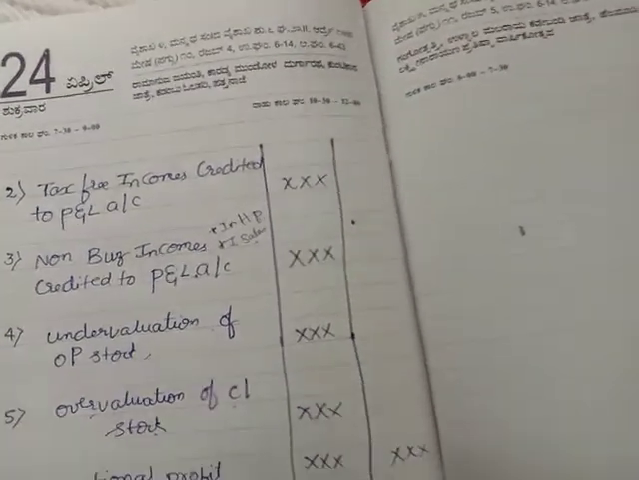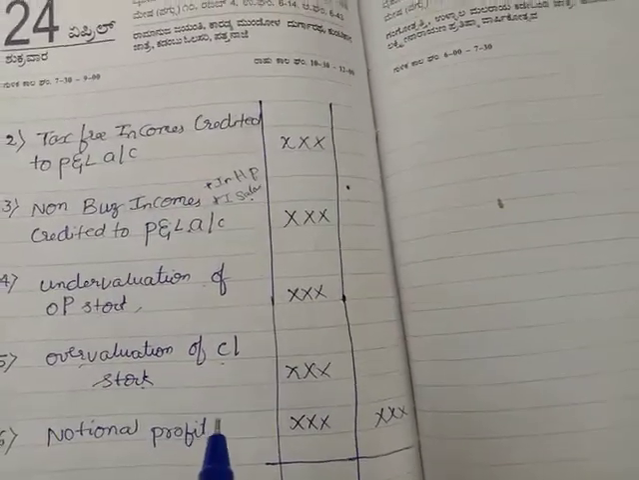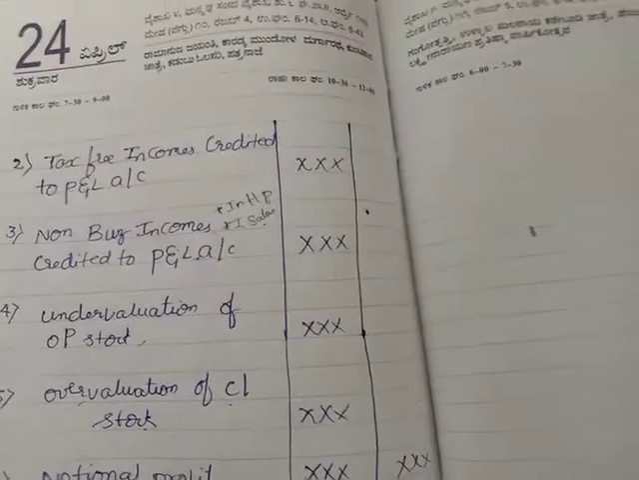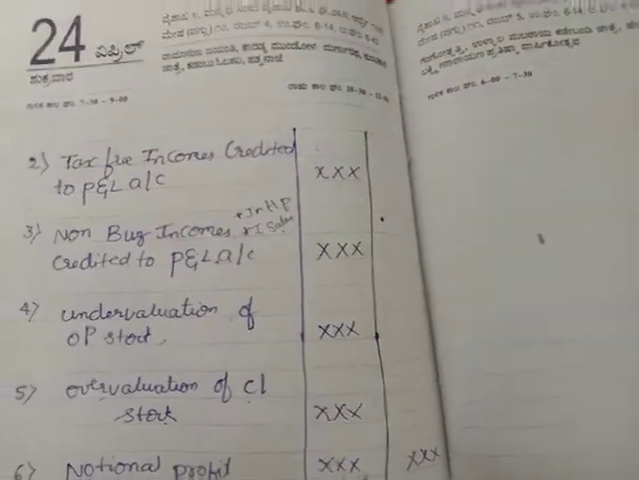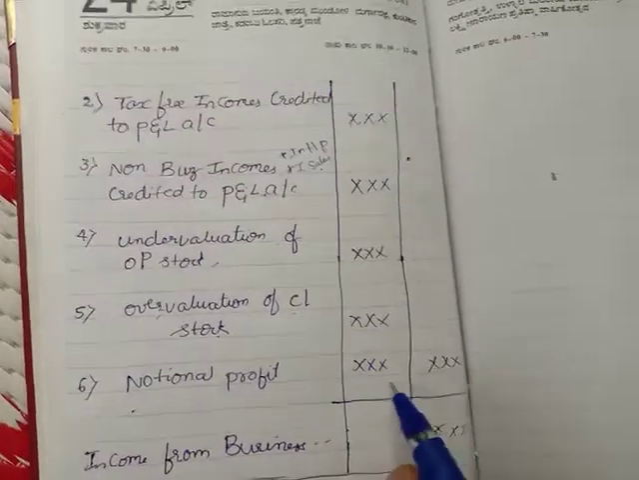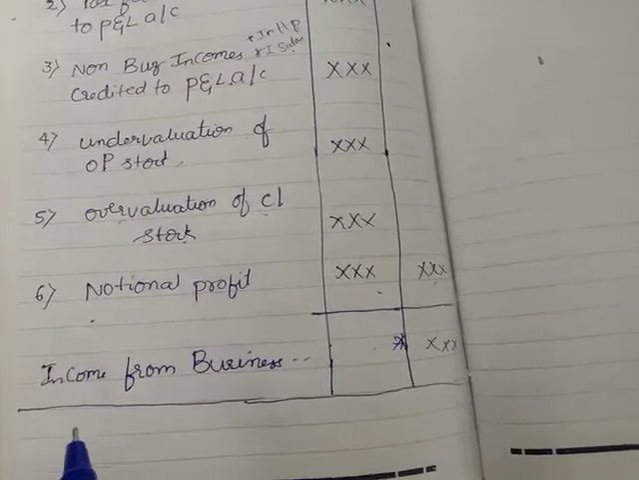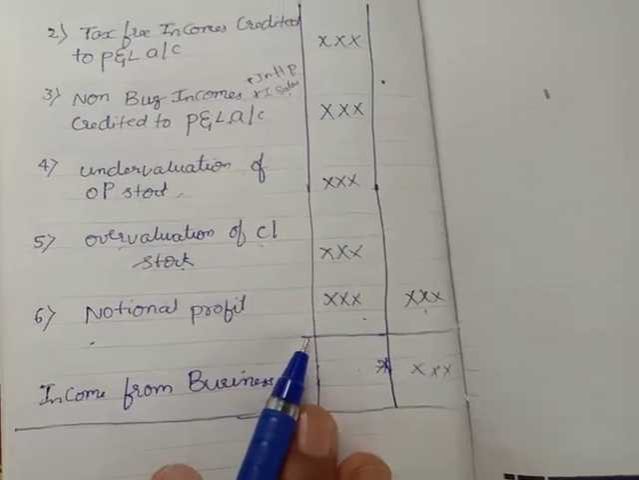Next one, notional profit. Notional profit is unexpected profit arising from certain activities. If any of these 6 items are given in the problem, we will deduct them from the net profit. Finally, we will arrive at the income from business.